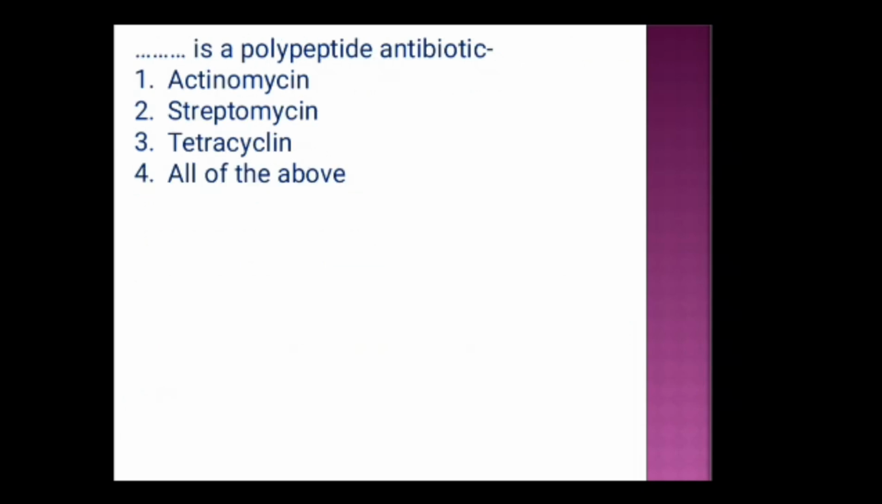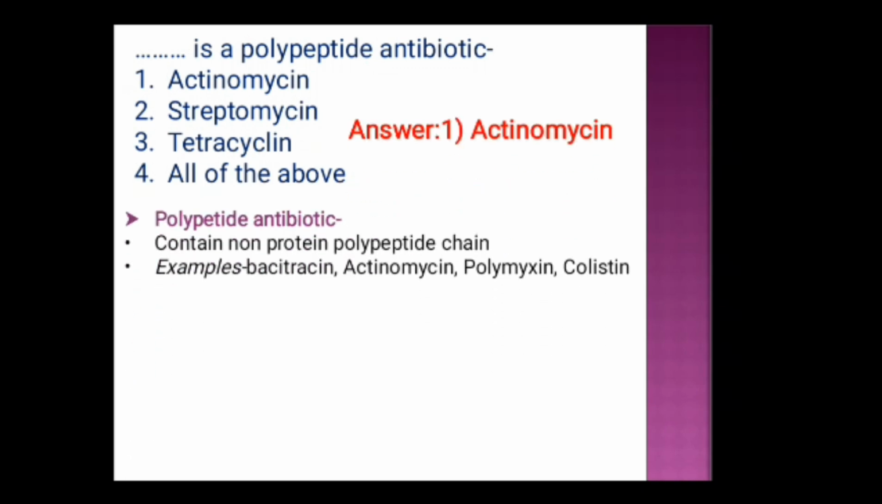Next question. Blank is the polypeptide antibiotic. Option 1 actinomycin, option 2 streptomycin, option 3 tetracycline, option 4 all of the above. And the correct answer is option 1 actinomycin. Actinomycin is polypeptide class of antibiotic. It contains non-protein polypeptide chain, and the examples include bacitracin, actinomycin, polymyxin, colistin.